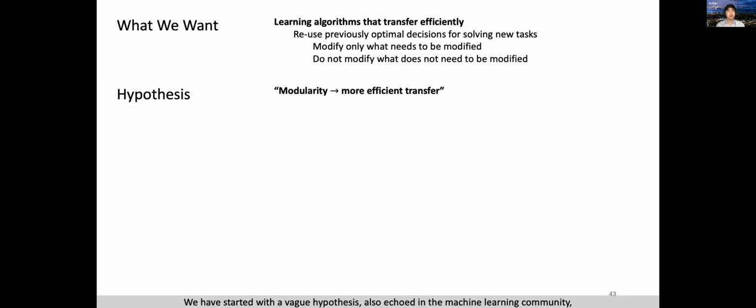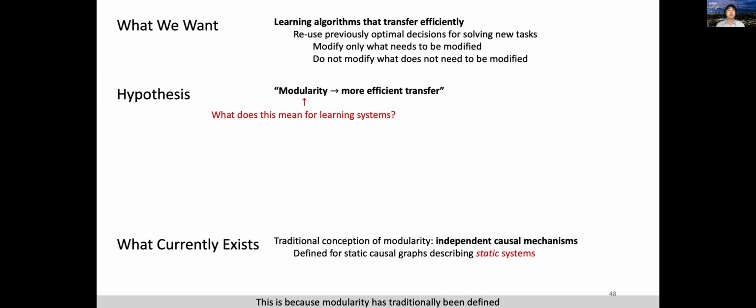We have started with a vague hypothesis, also echoed in the machine learning community, that modularity could enable more efficient transfer. But the challenge to precisely expressing this hypothesis, let alone testing it, is that we lack a precise language for describing what modularity means in the context of a learning system and how it depends on the structure of credit assignment. This is because modularity has traditionally been defined for static systems whose mechanisms are assumed fixed, whereas learning systems are dynamic systems whose mechanisms evolve over time.